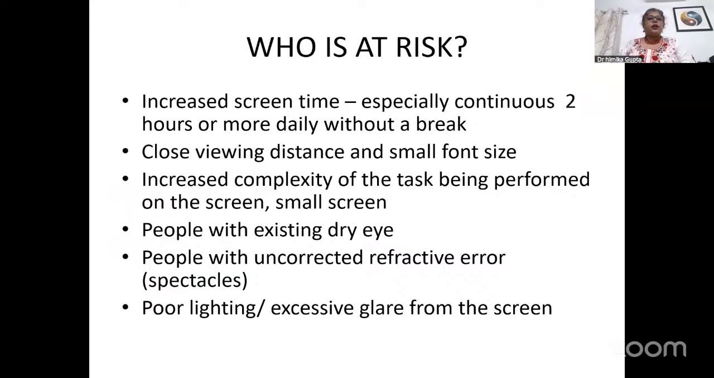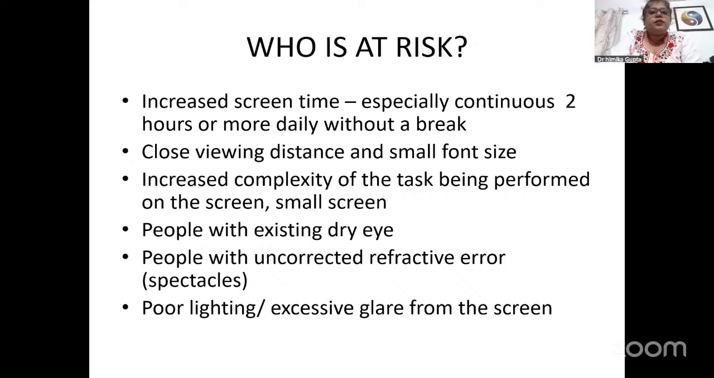So who is at risk for all these things? Obviously, anybody and everybody who's using increased screen time, whether it is mobile, PC, laptop, tab, or the large computer or television screen. Especially for 2 hours or more, if you're using it without a break, then there's a problem.